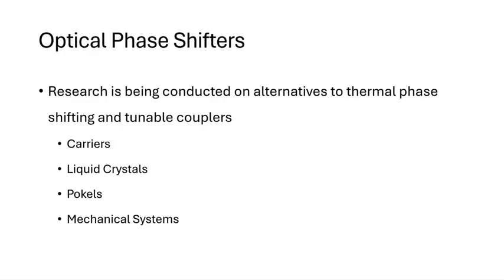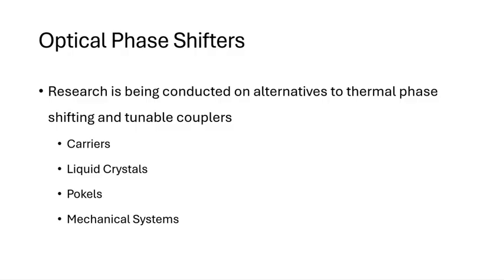Next are the optical phase shifters. Research is being conducted on alternatives to thermal phase shifting and tunable couplers, as currently, for microring resonators specifically, we use tungsten heaters in order to heat the ring. This is not exclusive to microring resonators. Many of the phase shift demands in photoelectronics are met through thermal tuning.